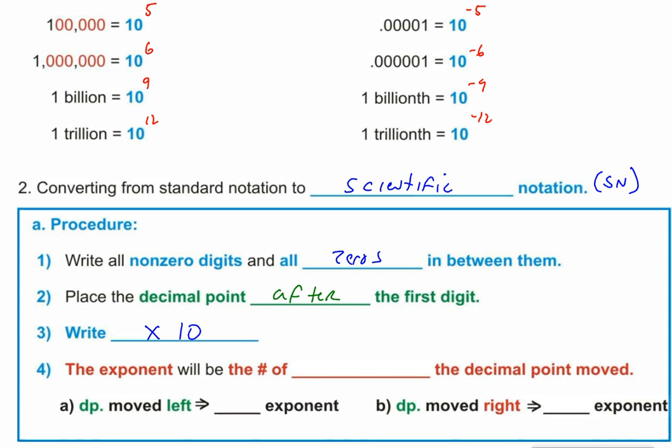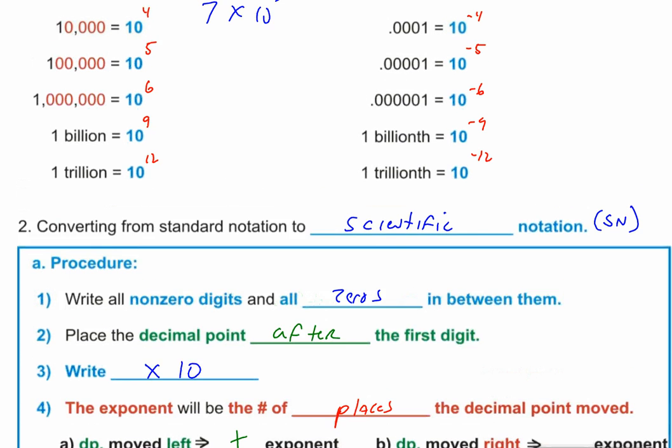All right, this last thing is really how you get the exponent. The exponent will be the number of places the decimal point moved. So guess what? If you move the decimal point to the left, you'll have a positive exponent. These are for big numbers.